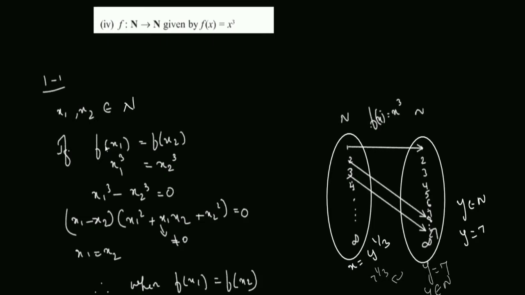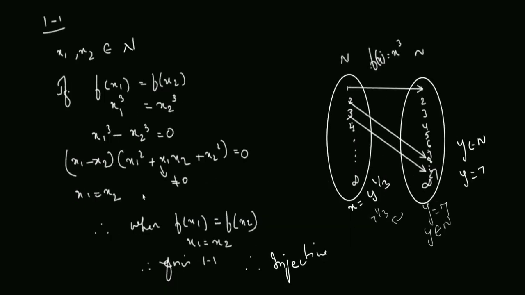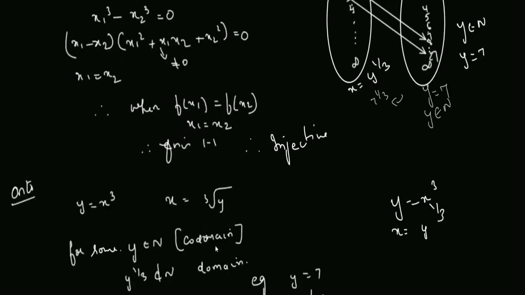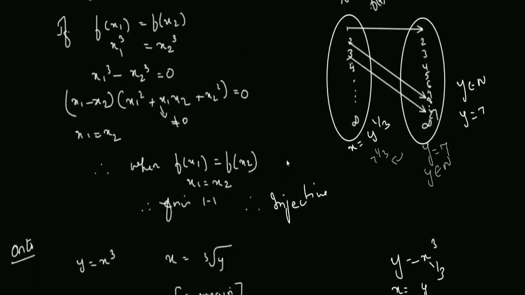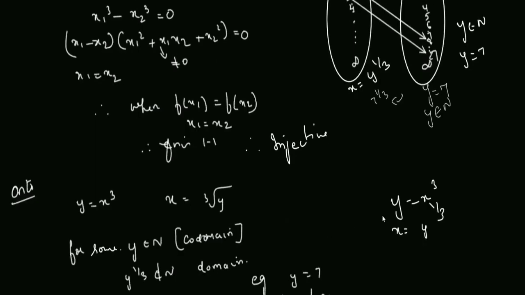Let us prove 1 to 1. x1, x2 belongs to N. f of x1 is equal to f of x2. So x1 cube is equal to x2 cube. So use the identity (x1 minus x2)(x1 square plus x1 x2 plus x2 square). This is not equal to 0 because x1 square is positive, x1 x2 is positive, x2 square is positive, because they are all natural numbers. So sum of three positive numbers cannot be 0. So x1 is equal to x2. Therefore the function is 1 to 1. That means it is injective.